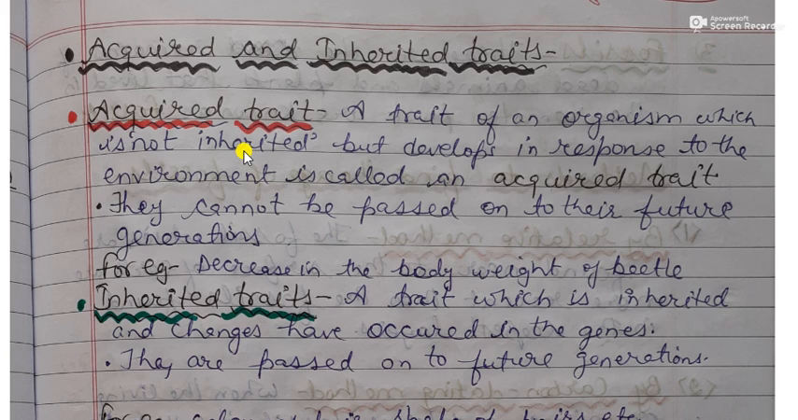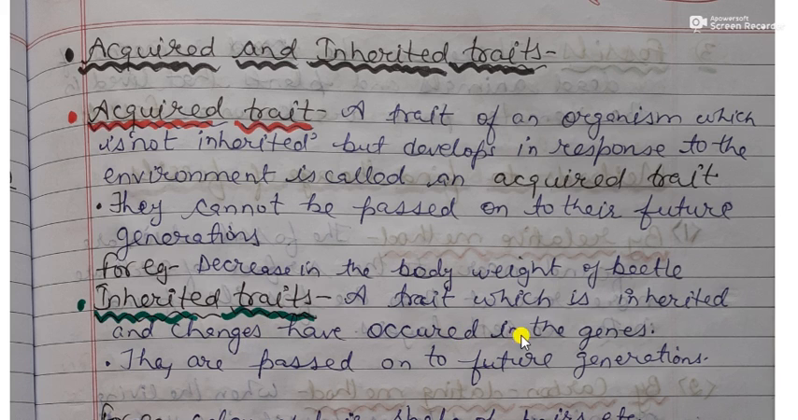Now suppose there is a population of beetles and the beetles are not getting proper food. When they are not getting proper food, their body size will reduce. So this is an example of acquired traits. Suppose there is a person who can swim very well. He has learnt swimming from the external environment. There is no change at the level of genes in the person, so that is an acquired trait.